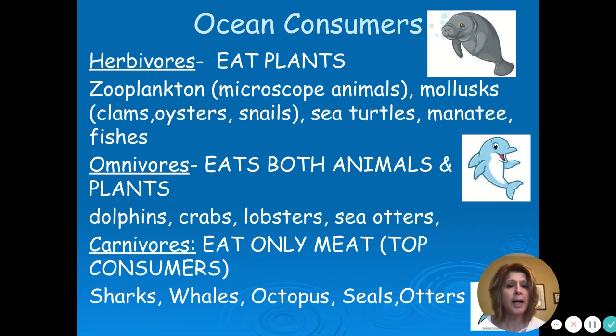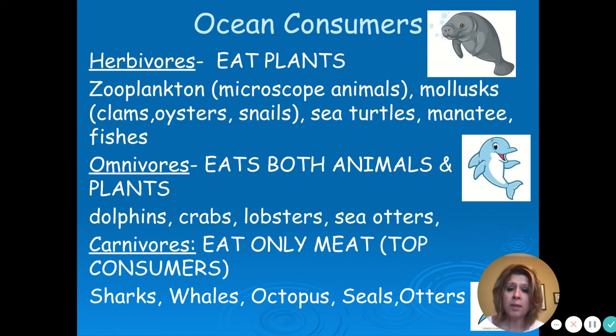Zooplankton are microscopic animals, such as mollusks, clams, oysters, snails, some sea turtles, manatees, and fish. Omnivores, meaning all, eat both plants and animals. Dolphins, crabs, lobsters, and sea otters are omnivores in the ocean.